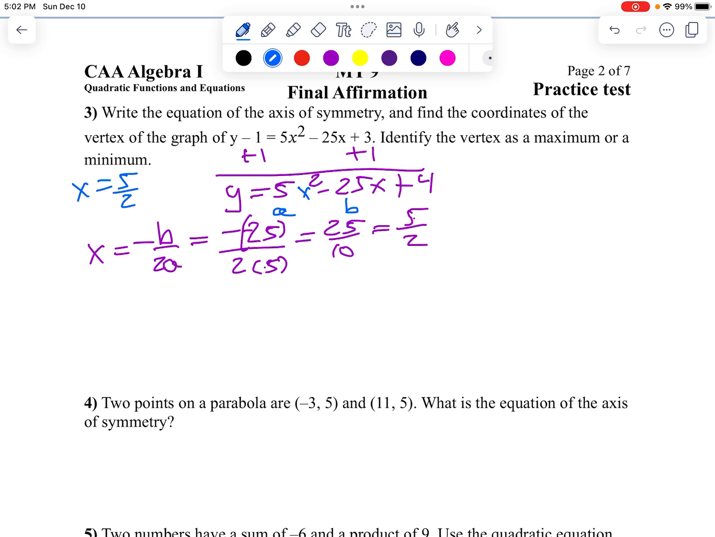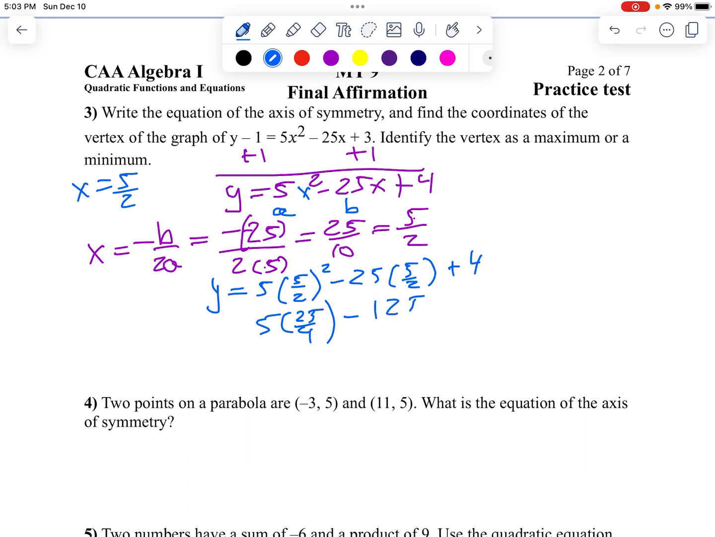Okay, now let's use our equation. And to find y, we're going to replace x with 5 halves. So y equals 5 times 5 halves squared minus 25 times 5 halves, and then plus 4. Well, we know 5 squared is 25 over 4 minus 125 over 2 plus 4.